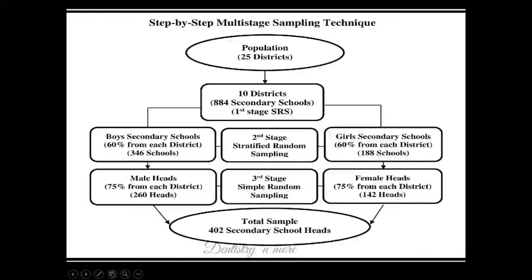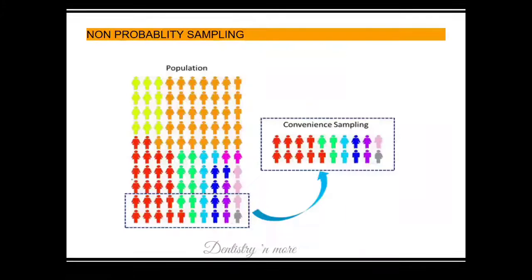Sometimes we will be following simple random sampling. From 10 districts we select girls and boys. From that we have done stratified random sampling, and in the third stage again we have done simple random sampling. So it is multi-stage sampling. Here 10 districts were selected by simple random sampling, here selected by stratified, and here also selected by simple random.